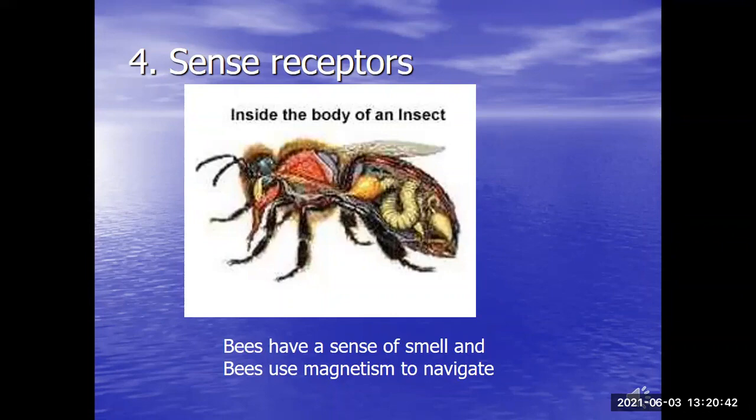But here, these bees will make a lot of noise when they find some food. And so here's a dancing scout bee. And if the food is very close, it does what's called a circle dance.